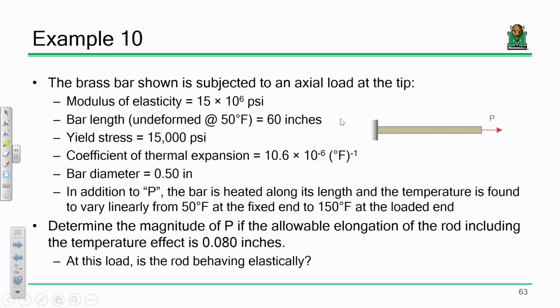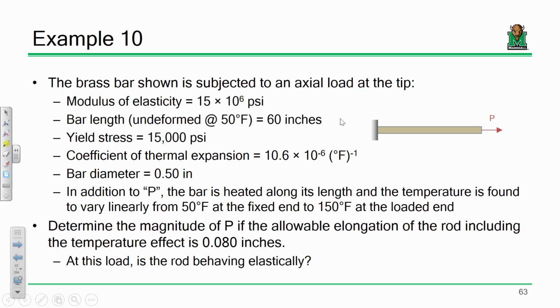Now, what I have here is a bar length, and see where it says undeformed at 50 degrees Fahrenheit? At 50 degrees Fahrenheit is the initial temperature. That's like the temperature before we're applying any load. So the initial bar length at 50 degrees Fahrenheit is 60 inches. This is a 5-foot long piece of brass. The yield stress for brass is 15,000 psi.